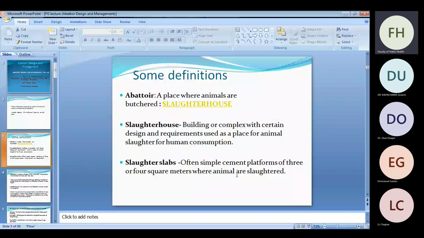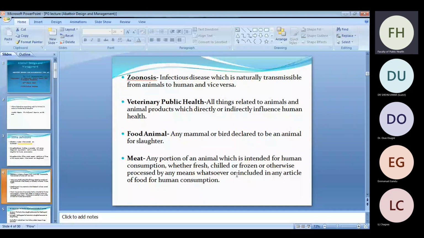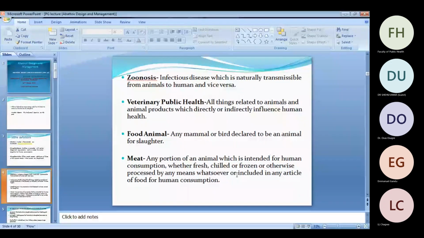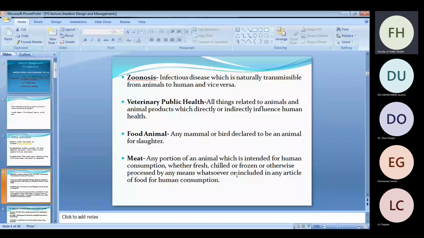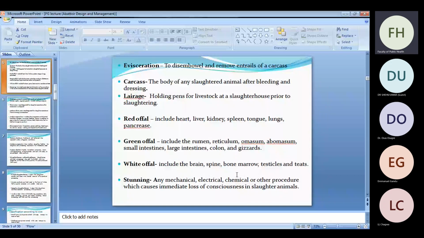So these are what we have been talking about. Some definitions: abattoir, slaughterhouse, slaughter slab. I assume you know them, just for us to rewind and refresh our memory. Zoonosis. Food animal meats, what are they? Evisceration, carcass, batch. You encounter them in the abattoir. These are terms you use in the abattoir. Green offals, white offals, stunning.